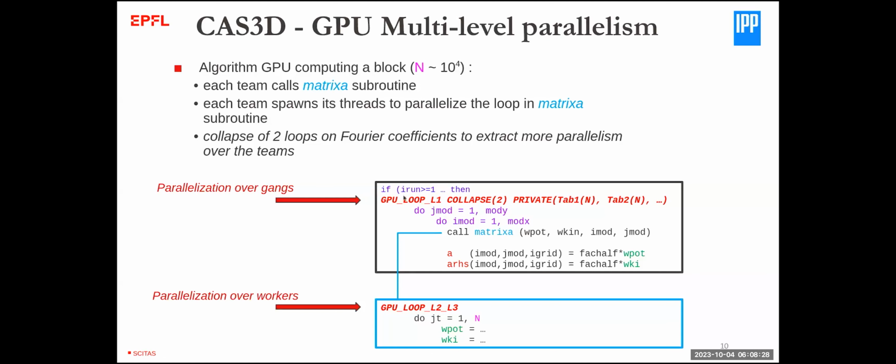So for example, here we have a loop over different positions, and then at a certain position, we need to solve a matrix equation. The matrix equation can be quite large, so that needs parallelizing over workers, but then the top loop is parallelized over gangs. And that we can do with the pragmas that we've defined.